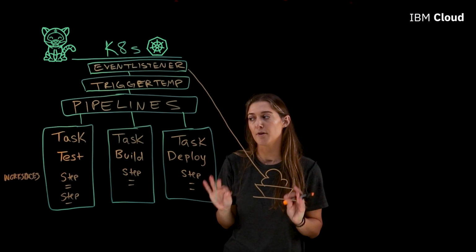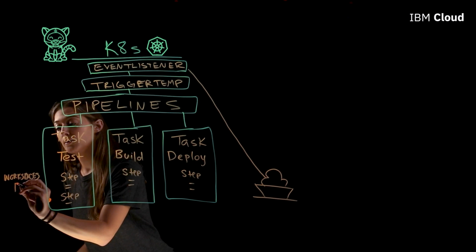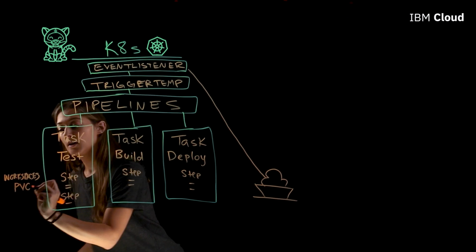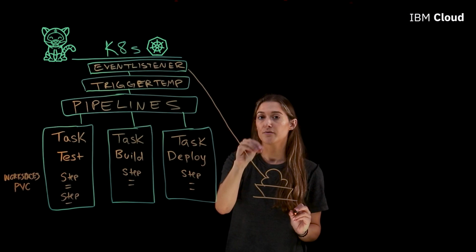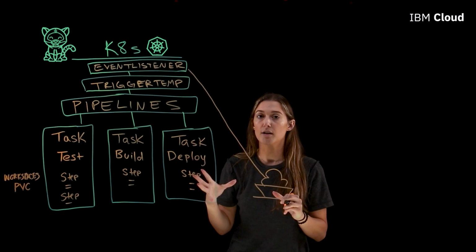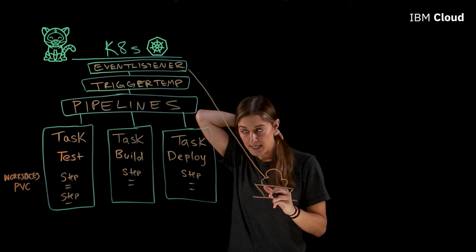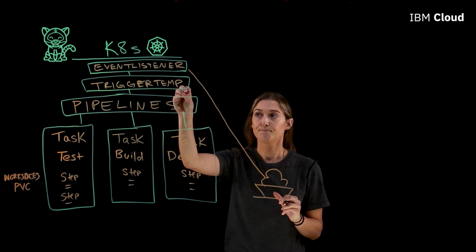To take it a step further, there's a concept called a persistent volume claim, or PVC, which lets you specifically define the location of that storage volume. And it lets tasks share them amongst the process. And you can typically define these in the trigger template.